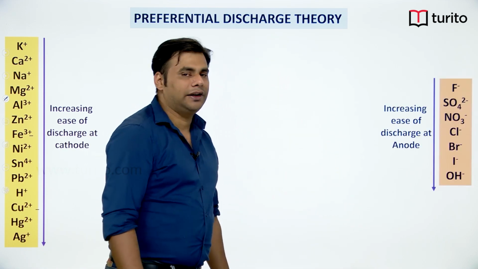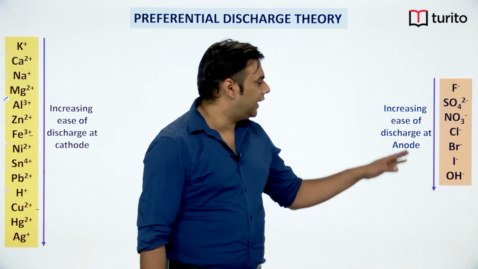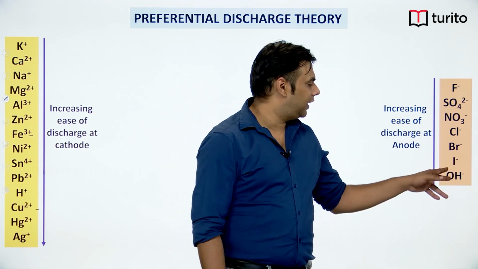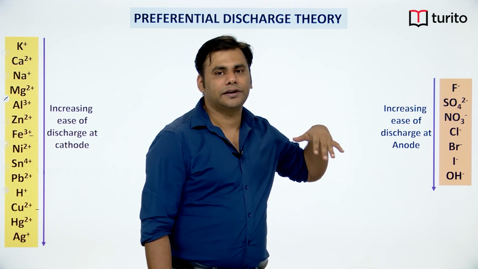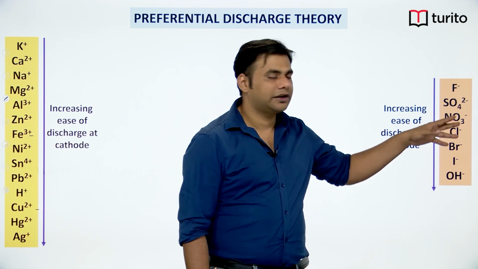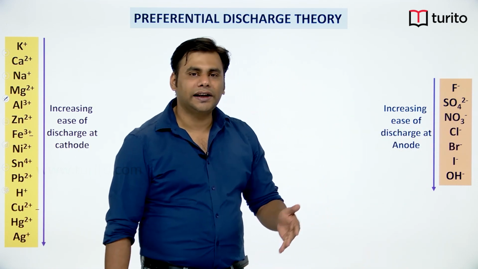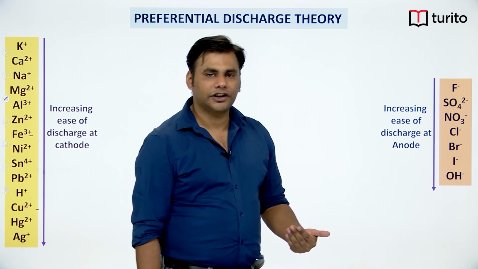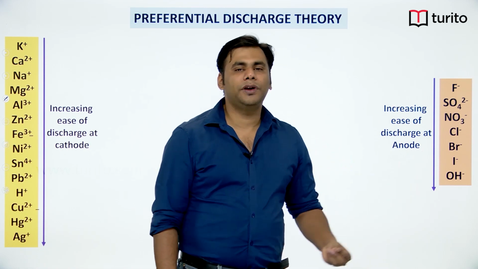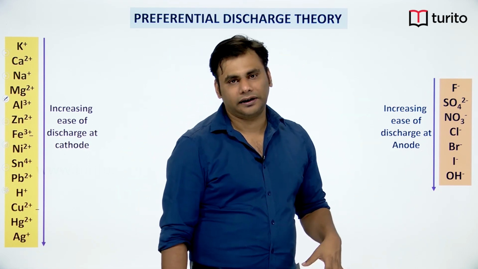Now let us look at the anions for the same. If you see F negative, sulfate ion, nitrate ion, Cl negative, Br negative and OH negative, their tendency to get discharged at the anode increases. So if in a solution we are having nitrate ion and say I negative ion, we know that I negative has more tendency to get discharged and has a lower value of discharge potential. So I negative would be oxidized preferentially as compared to sulfate or nitrate.